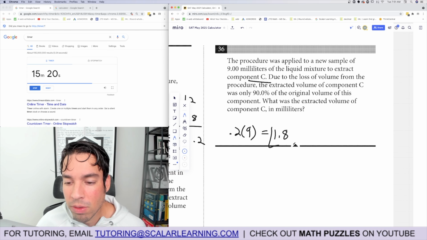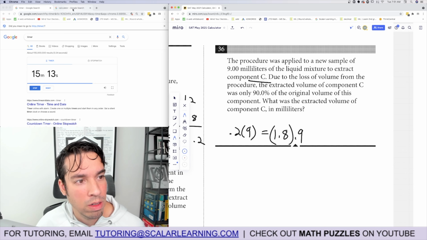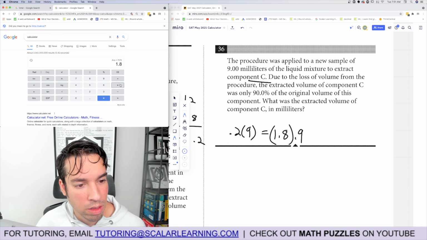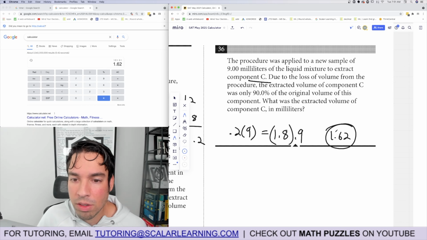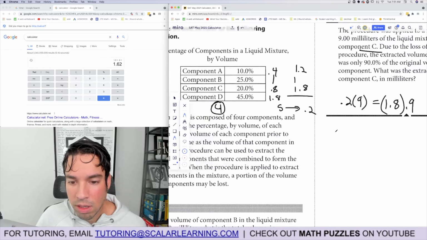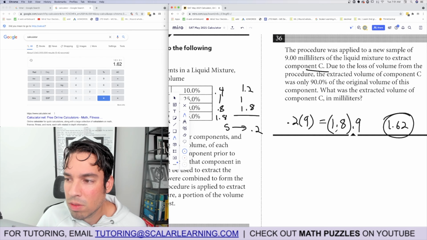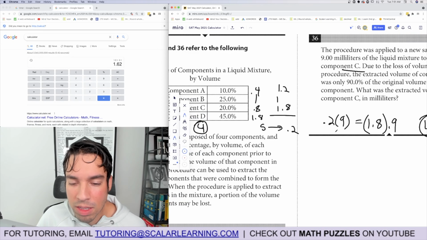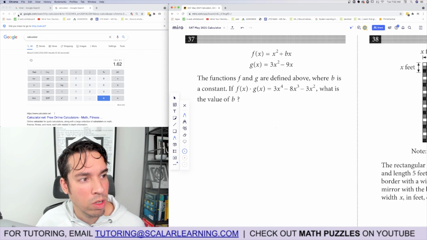So it should have gotten 1.8, but instead it only got 90% of this. So I take this value and multiply it by 0.9. 1.8 times 0.9 is 1.62. All right, there it is. Okay, I got that right? Extract component C, so 9 milliliters, and then we got 20%. Yeah, that was just a confusing one based on the wording, but I think we got it.